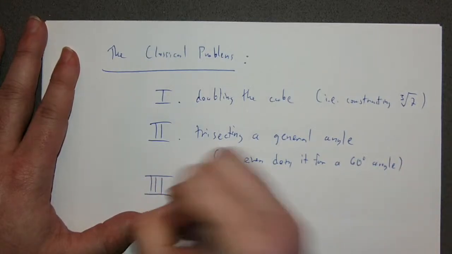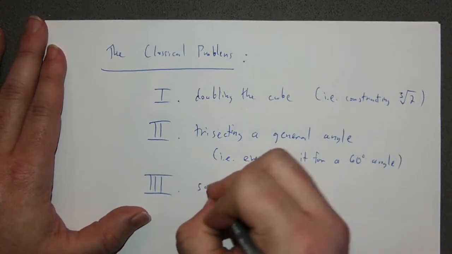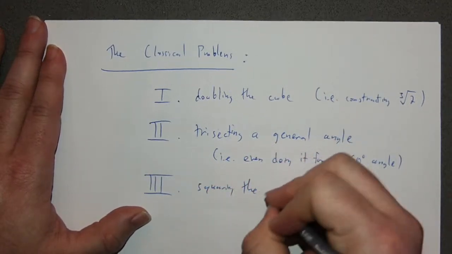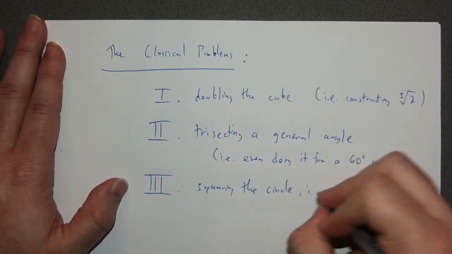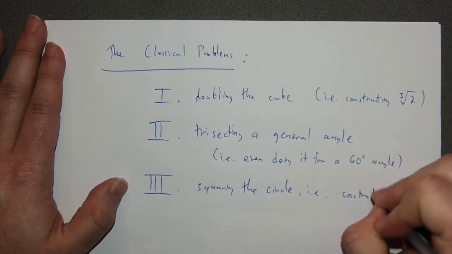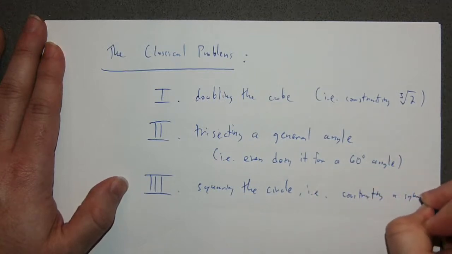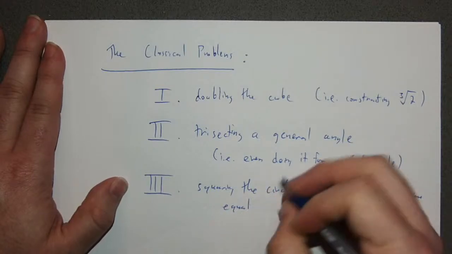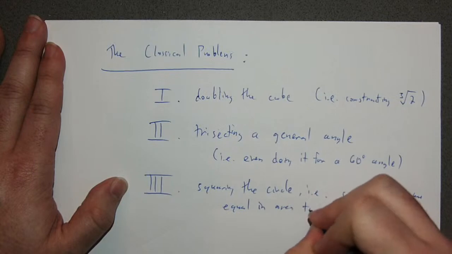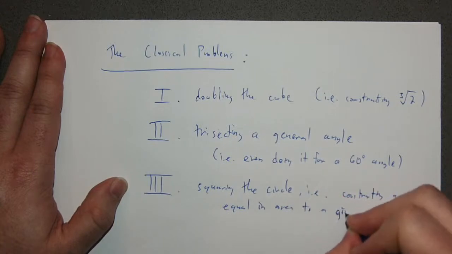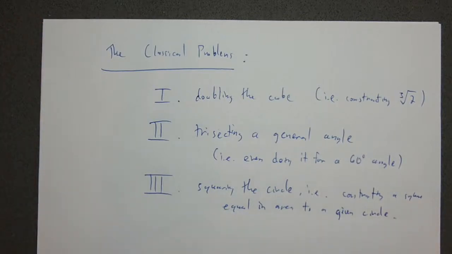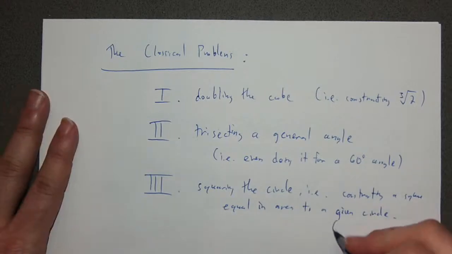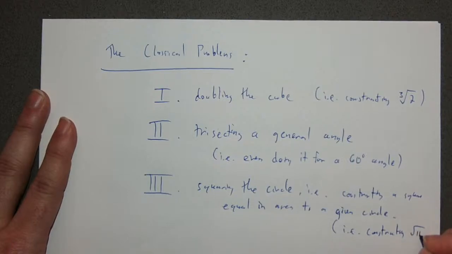Okay. The next problem is squaring the circle, i.e., constructing a square equal in area to a given circle. As we'll see, this is basically constructing the square root of pi, right? So i.e. constructing the square root of pi.